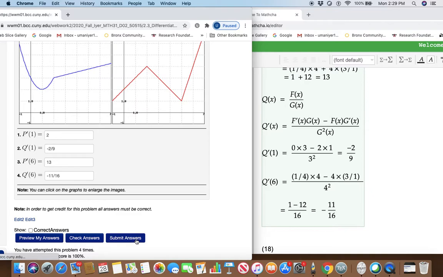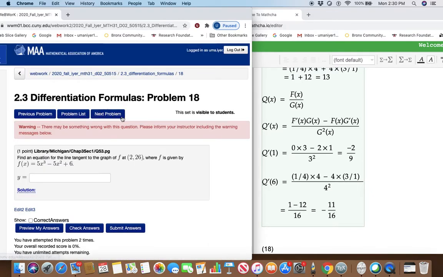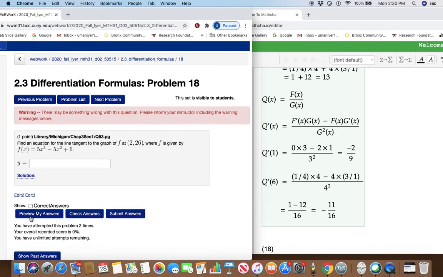Okay, next question. Looks like there is some warning, but I don't think it's an issue. Find an equation for the tangent line of f at this point, where f is given by this. Always when they give you a point, make sure this point is on the curve. Plug in x equals 2. I get 8 times 5, 40, minus 4 times 5, 20. 40 minus 20 is 20, plus 6, 26. So this point is indeed on this curve.